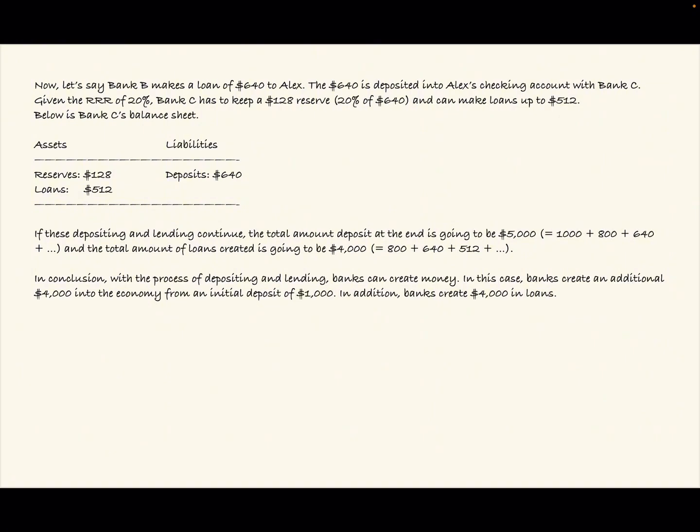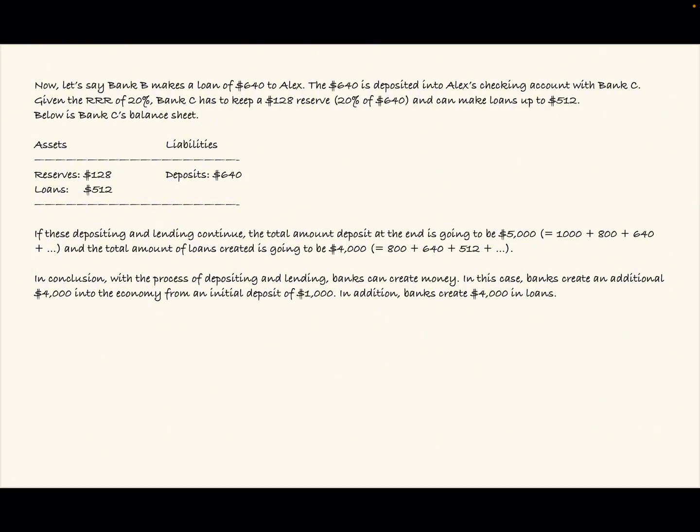Below is Bank C's balance sheet. Bank C has assets in the form of reserves, which is $128, and loans, $512, and liabilities in the form of deposits, which is $640 worth of deposits.